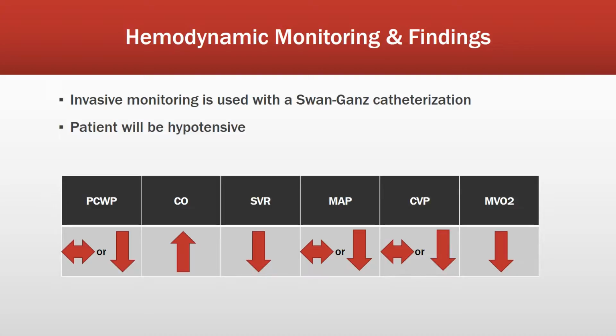The mean arterial pressure will be normal or decreased. The CVP will be normal or decreased. And the venous oxygen will be decreased.